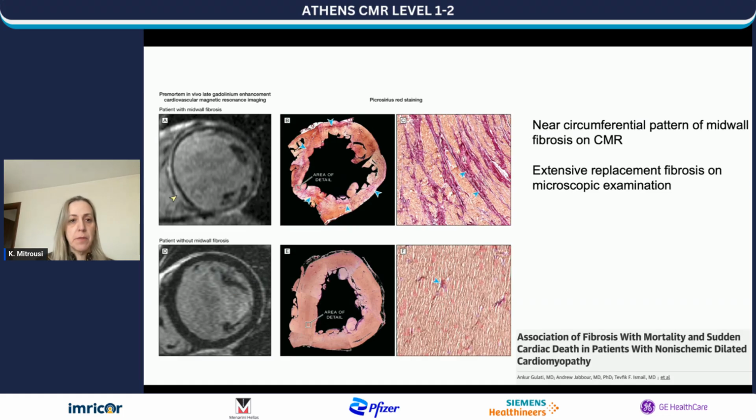As we can see on the upper panels, on the left-hand side is the image on a cardiac MRI of a patient with a near circumferential pattern of mid-wall fibrosis. And on the mid and right panels, we see the extensive replacement fibrosis on microscopic examination.